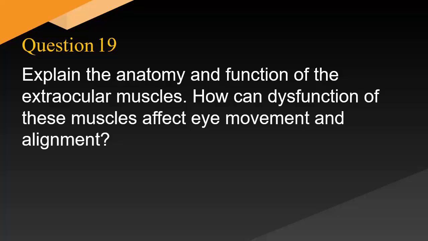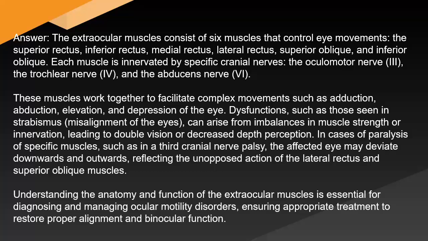Explain the anatomy and function of the extraocular muscles. How can dysfunction of these muscles affect eye movement and alignment? Answer: the extraocular muscles consist of 6 muscles that control eye movements: the superior rectus, inferior rectus, medial rectus, lateral rectus, superior oblique, and inferior oblique.